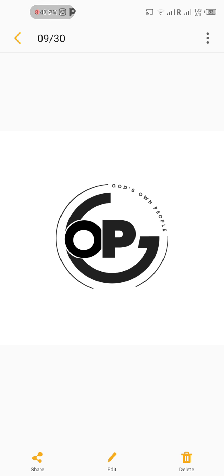Then I put the O and the P in the G with a circle around it. And then I wrote God's own people. So to get these creative ideas, like I said, check for logos that have been made before on Google, on Pinterest. Pinterest is another good place to get ideas. Those 2 places, you get many good ideas that you can now use to recreate your own logo. But try to always add something creative.